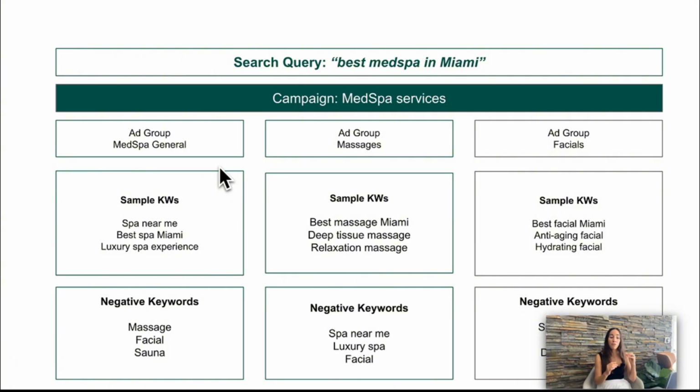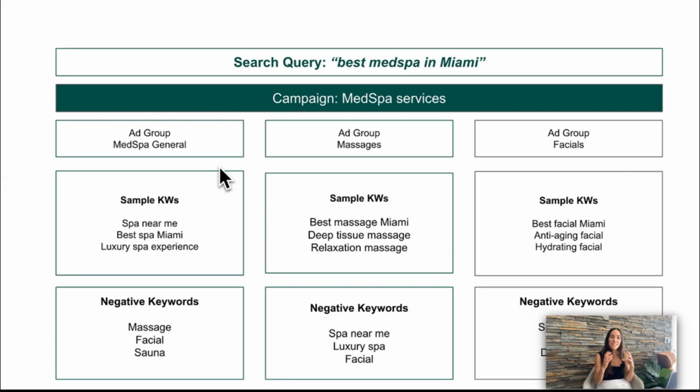So it could be one for massages, and just have best massage Miami, relaxation massage. Maybe I have a maternity massage or prenatal massage. So I can actually group those there. And then I can have one that is all about facials. Now, depending on my budget, is whether I will want to break things out even more. I don't know, have one ad group for just maternity massages and another one that is for couples massages, because of course the ad copy is going to look different. But if you're just starting out, I would say condense and then expand.